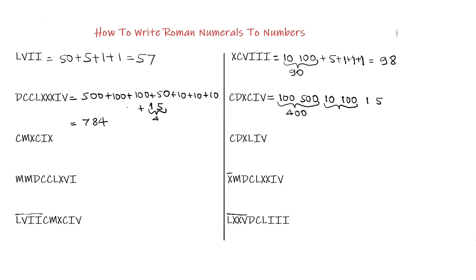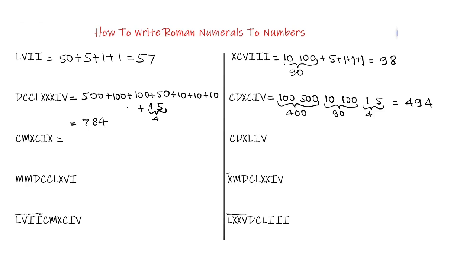So this is 100 minus 10 is 90. Then again I is prior to V. It means that 1 is to be subtracted from 5, which is 4. This gives us 494.